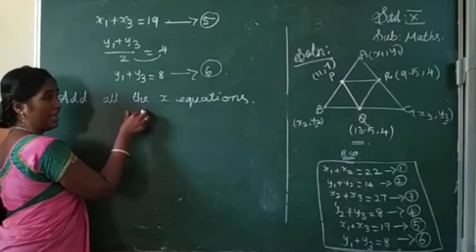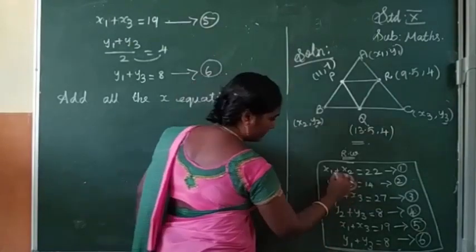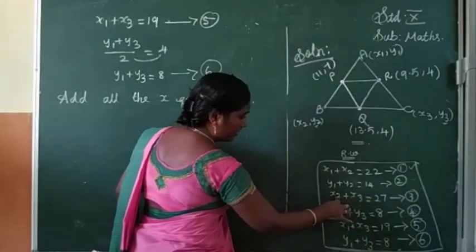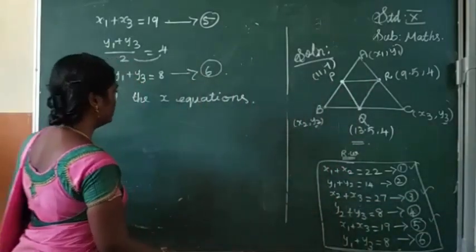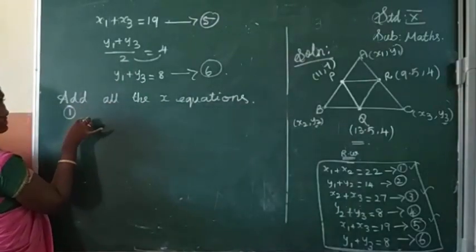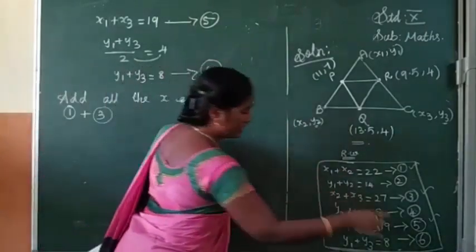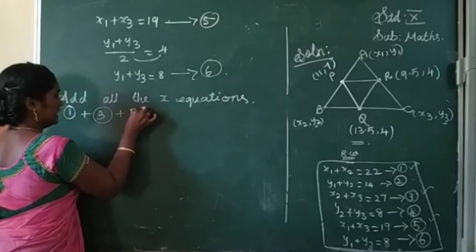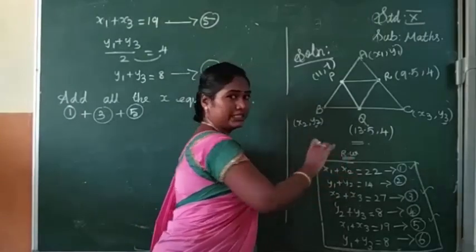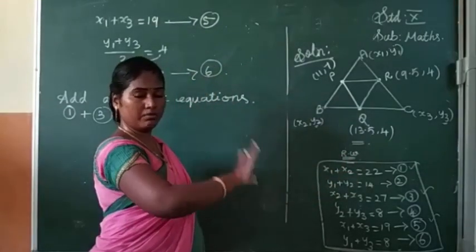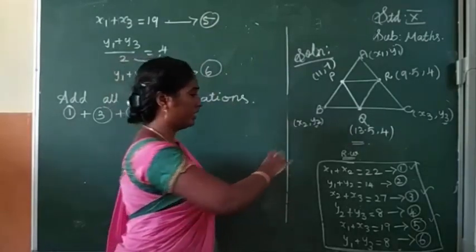Here I am going to add all the x equations. See which equations have the x variable. Equation number 1 has x, equation number 3 also has the x variable, and equation number 5 also has the x variable. So we are going to add equation number 1 plus equation number 3 plus equation number 5. You should write all the x terms, that means write all the variables on one side and constants on the other side.